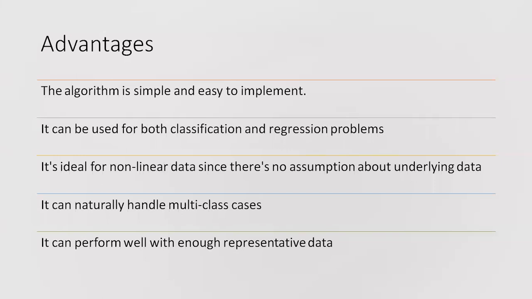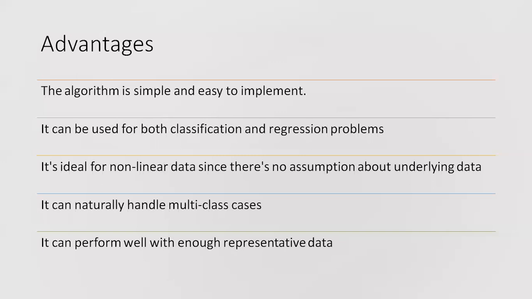Hello all, this is Nitish. Now I am going to explain the advantages and disadvantages of K nearest neighbor. Coming to the advantages, the algorithm is simple and easy to implement. There is no training period, since K nearest neighbor is called a lazy learner and does not learn anything in the training period. It can be used for both classification and regression problems.